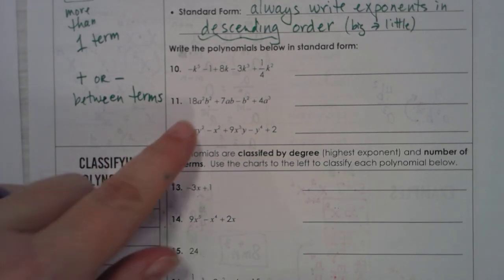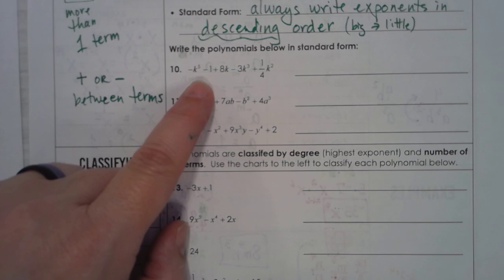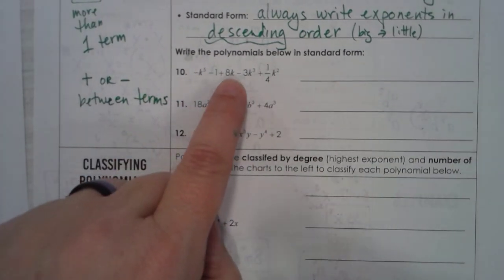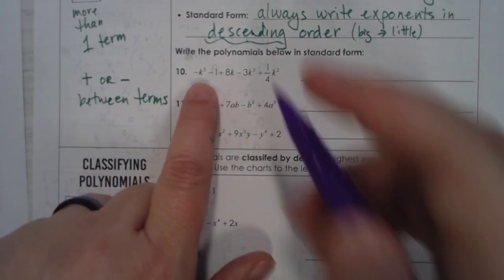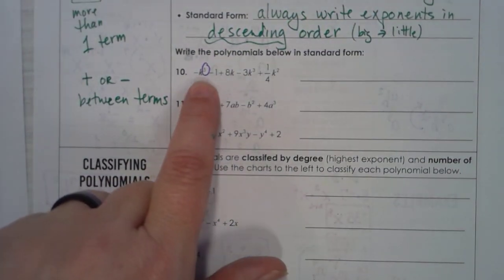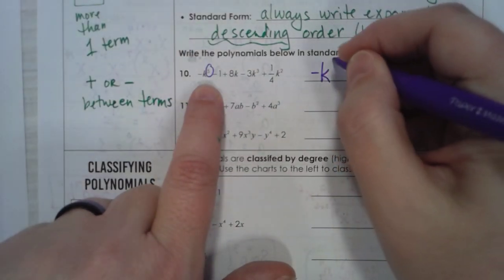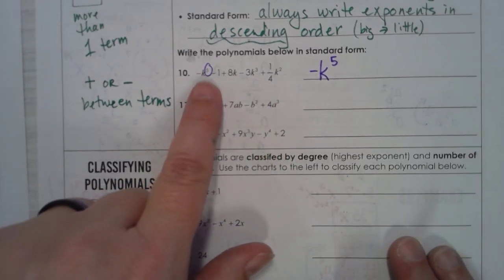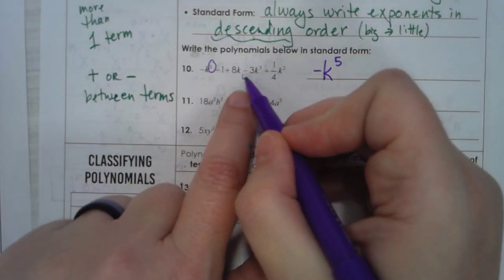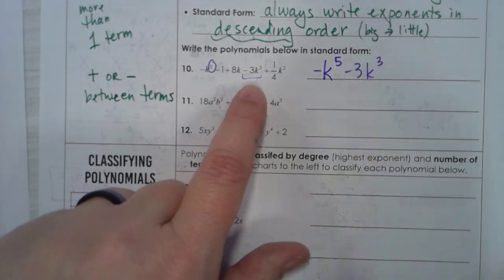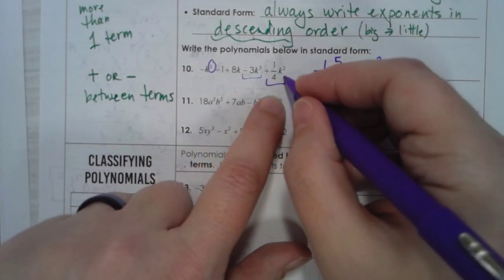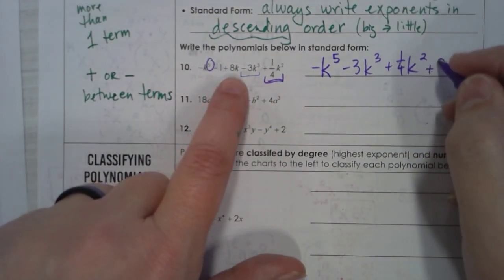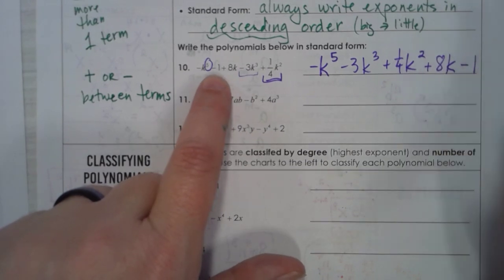So like on number 10, the only variable in the whole problem is k. The biggest exponent on the k, that has a 2, that has a 3, that doesn't have one, so that's a 1. That doesn't have a k. So this is our biggest exponent, right? So we're going to start with that one, negative k to the 5th, and then we're going to work our way down. After 5 would be 4. Is there a term that has a 4? Nope. Go to the 3. This one's the 3, minus 3k to the 3rd. After 3 is 2, so that's going to be this one, plus 1/4 k squared. And then after 2 is 1, and then the constant is always at the end.